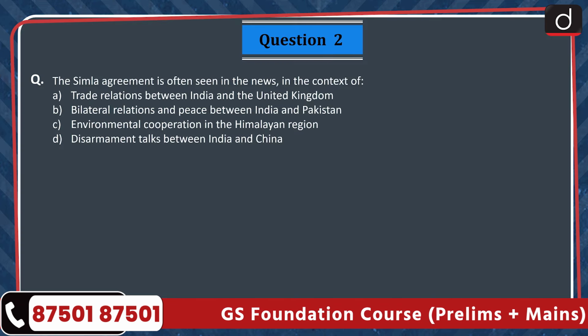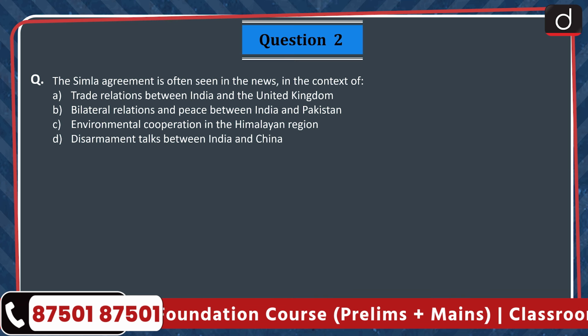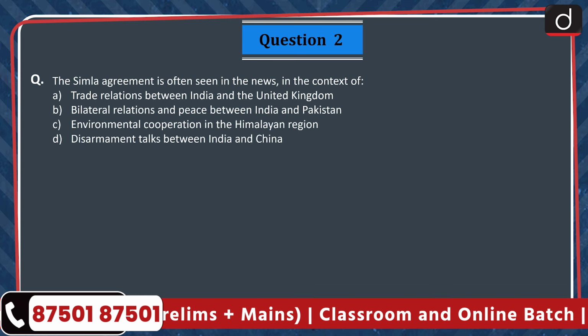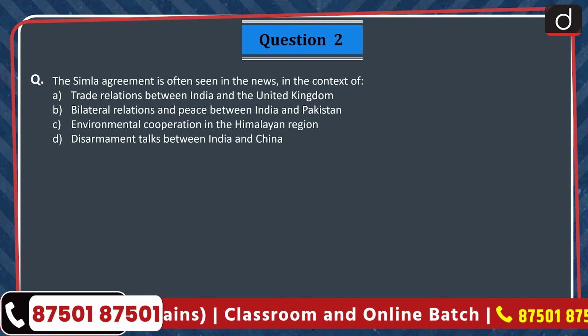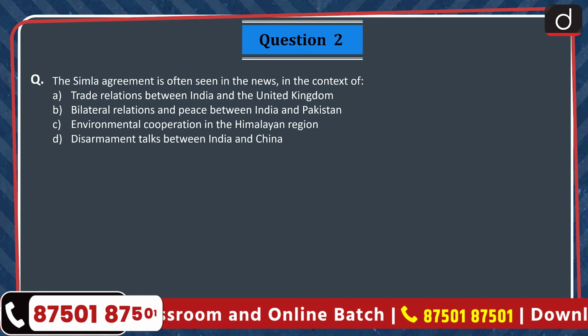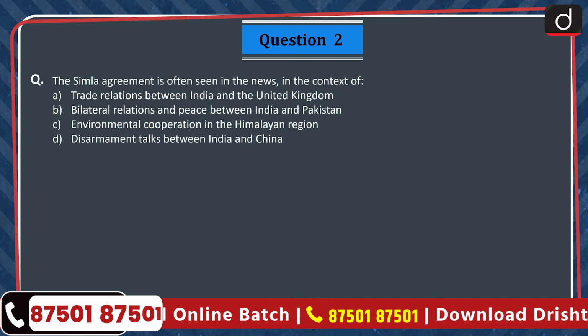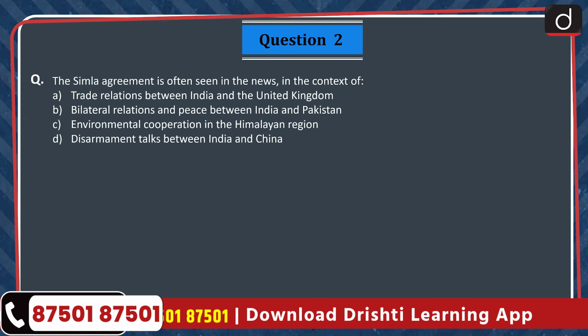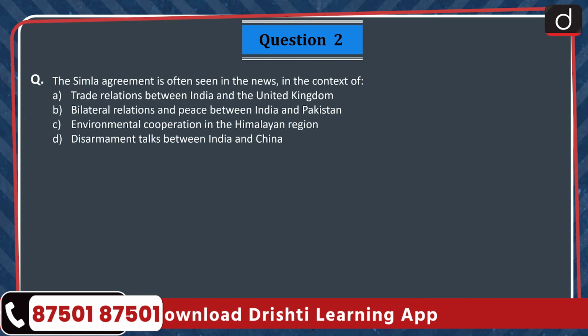Question 2. The Simla Agreement is often seen in the news in the context of A. Trade relations between India and the United Kingdom. B. Bilateral relations and peace between India and Pakistan. C. Environmental cooperation in the Himalayan region. D. Disarmament talks between India and China. The correct answer is option B.